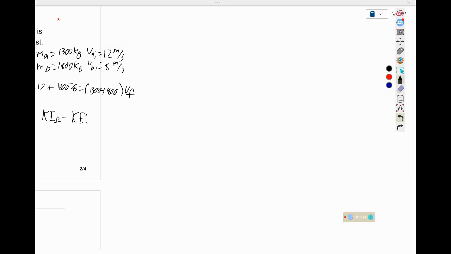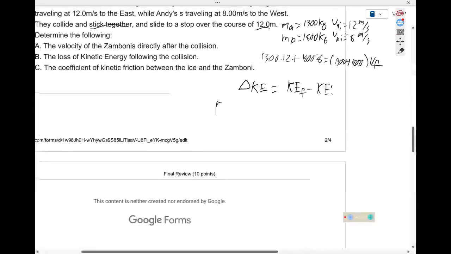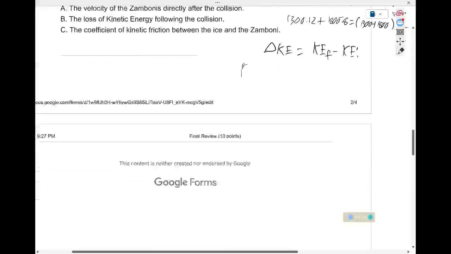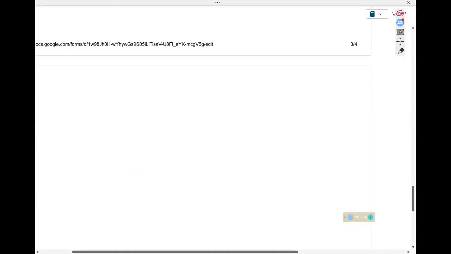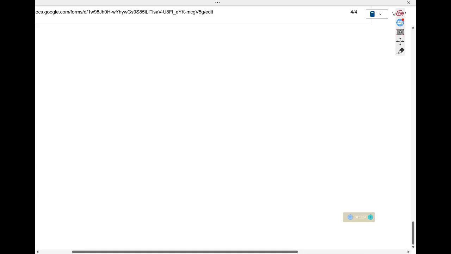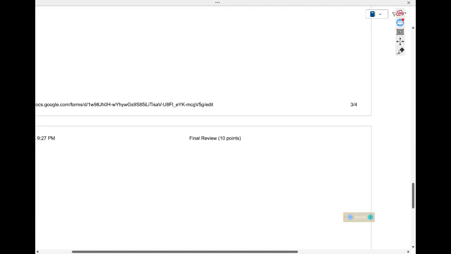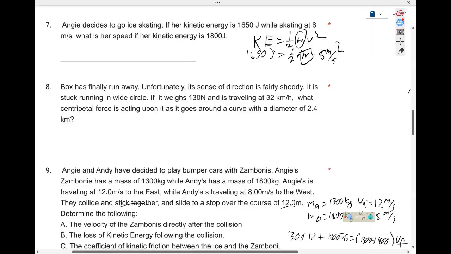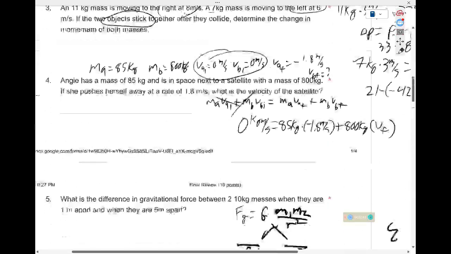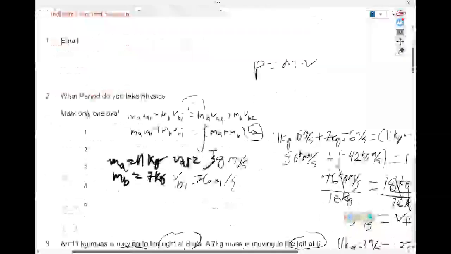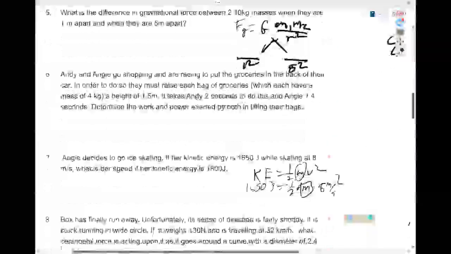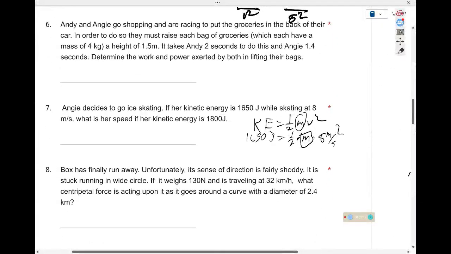Know how to do that. Practice that. This is now the second time you've had to do that. The third time might be on the final. And that's it. Those are all the things that you had to do for the final review. There are a lot of different parts in here that require you to use a lot of different skills.